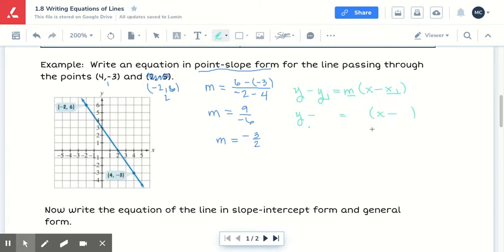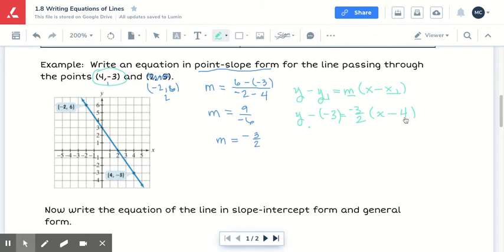Now I only need 1 point in order to use this formula, and I have 2. So I would actually get to choose whichever one I want to use. I think I'm going to use this one here. No particular reason, that's just the one I chose. In this first spot, I'm putting the y value from that point. So y minus -3. In the next spot, I'm putting the m value, which is the slope that I found. So that's -3/2. And then in the last one over here, I'm putting in the x value from the point that I chose. So that would be 4.